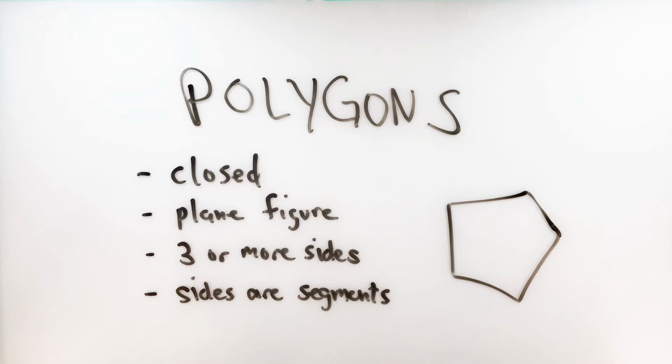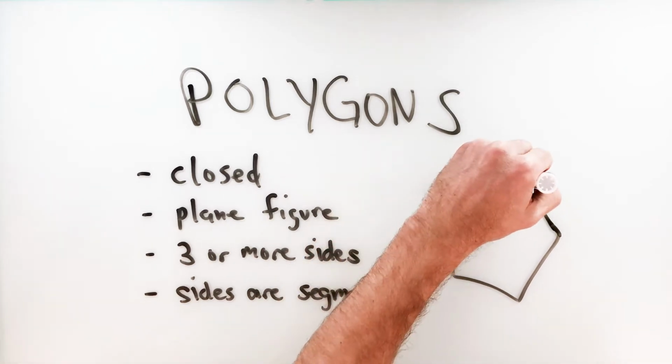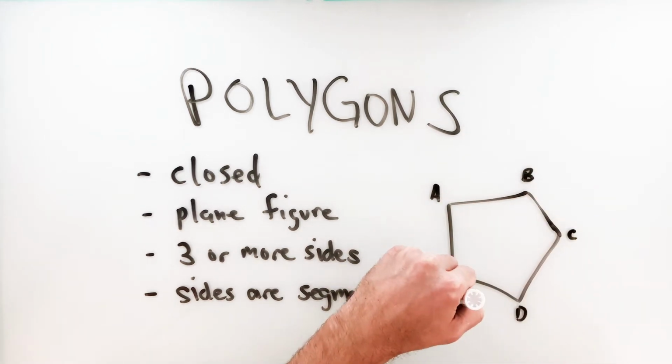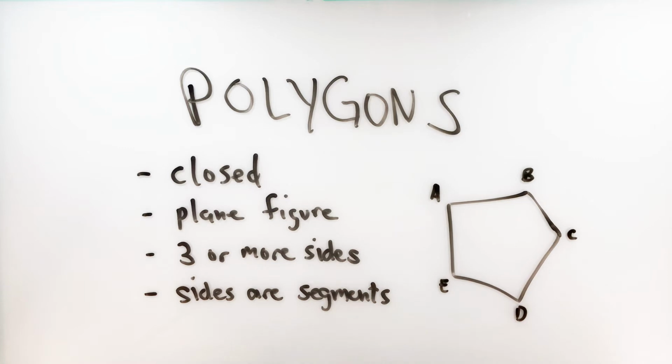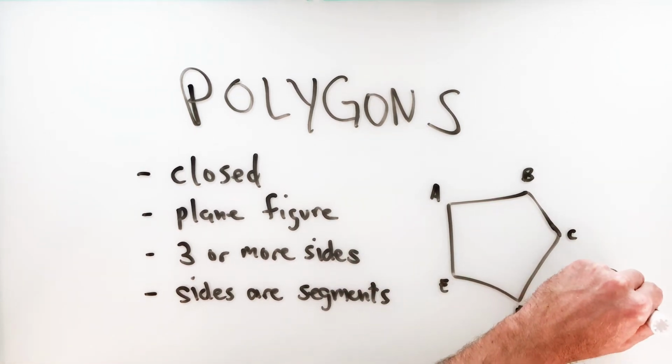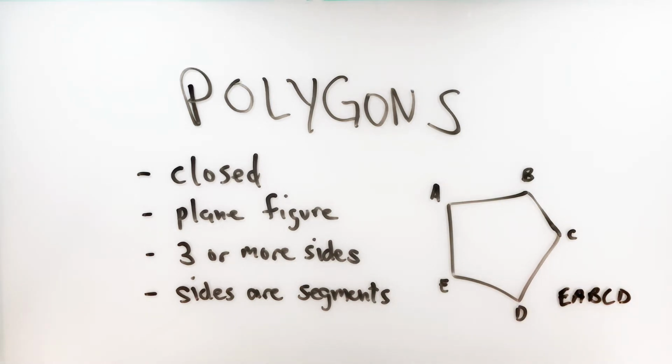Now, when you name a polygon, usually you're going to have some points. Okay, so your vertices are named with letters. If you're asked to name a polygon, you're just going to take those letters, put them in order. You can pick whichever one you want to start with. You can go clockwise, counterclockwise, doesn't really matter. So I could say this is polygon EABCD. I can pick, again, any other letter I want to start with, whichever direction I want. I just need to stay in order.